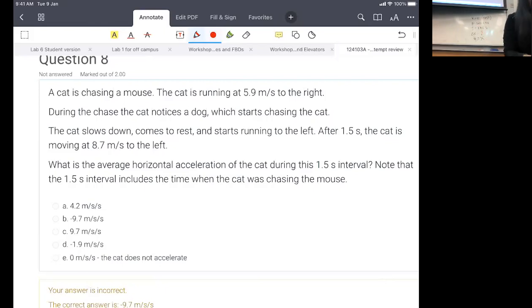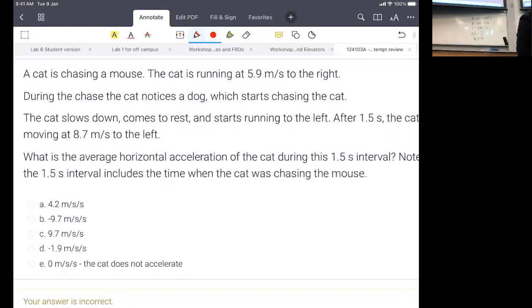So initially, the cat was, my pen stopped working now. So, let me try this one last time and see. No, it doesn't want to. So you have, you can see the board all right, yeah?